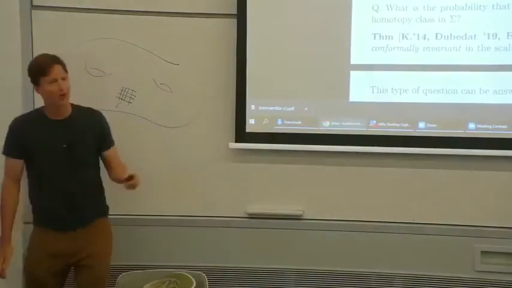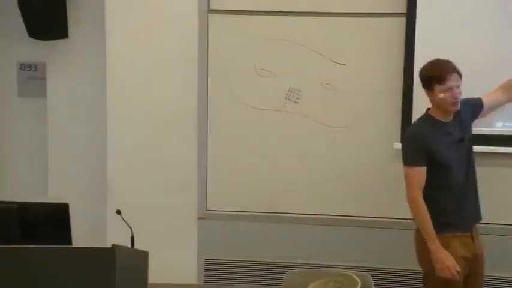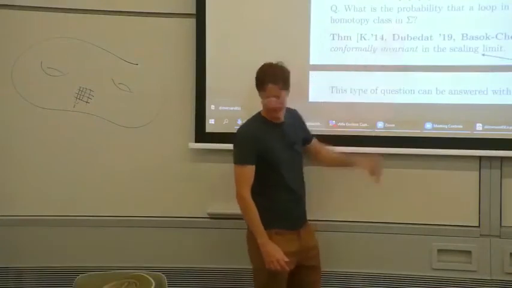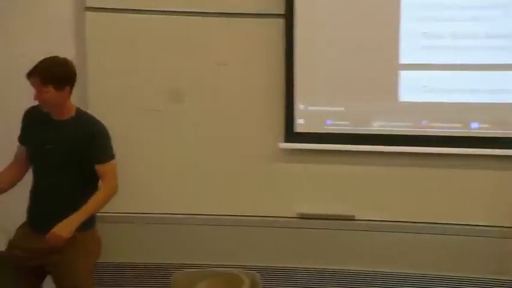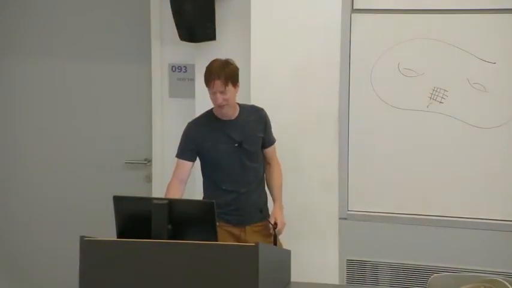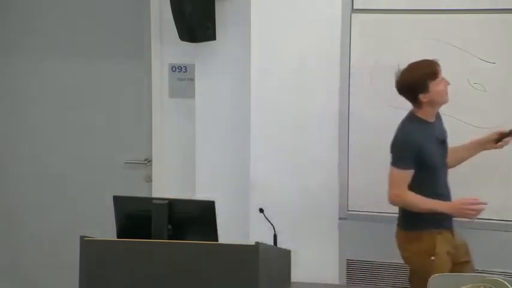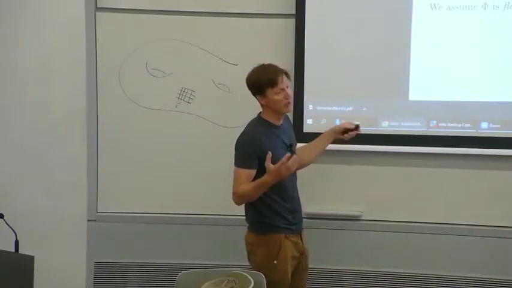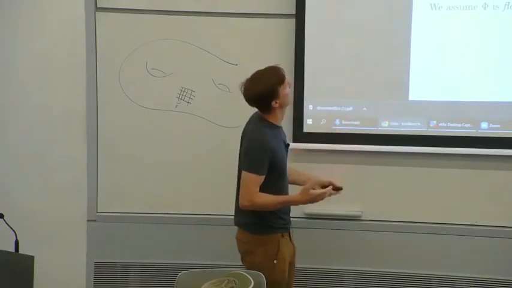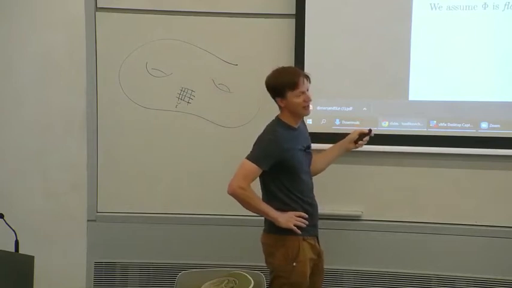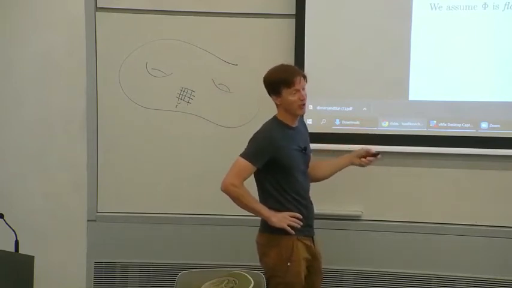So now I'm going to show you how I can compute these probabilities, and the probabilities of these kinds of events, using slightly more sophisticated determinants. What I'm going to do is use an SL2C or SL2R local system that I impose on the graph. What does that mean? It just means a connection on a vector bundle on my graph.